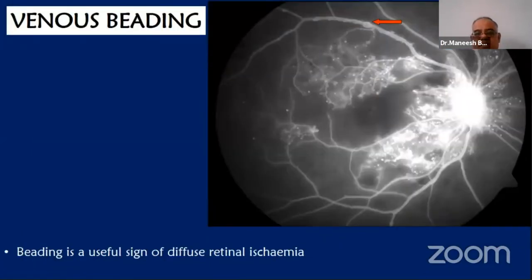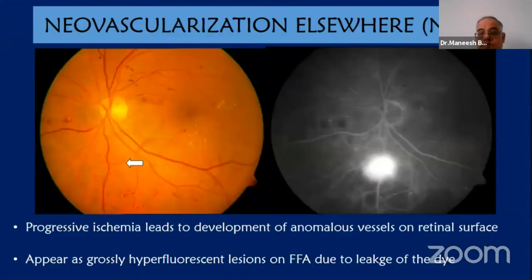Venous beading changes appear in later stages of diabetic retinopathy, and beading is a sign suggestive of diffuse retinal ischemia, as can be seen in this particular angiogram.